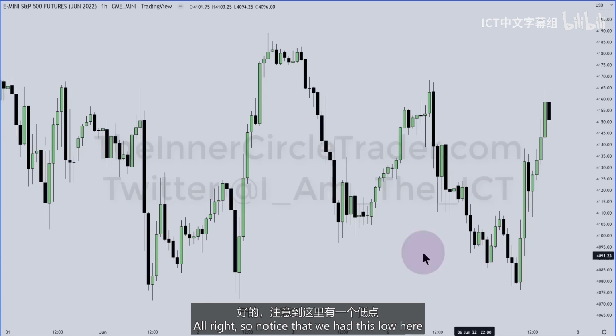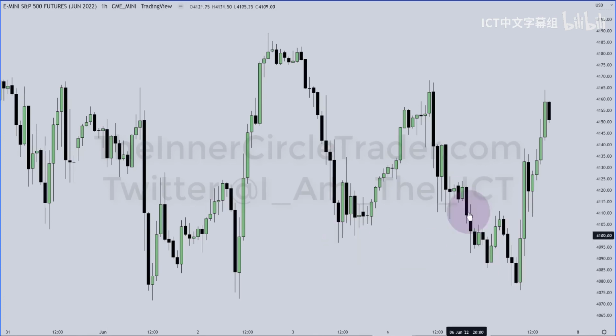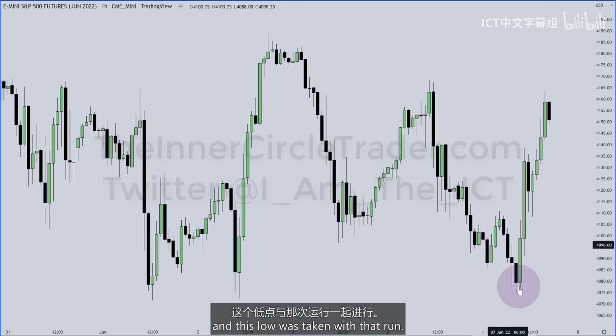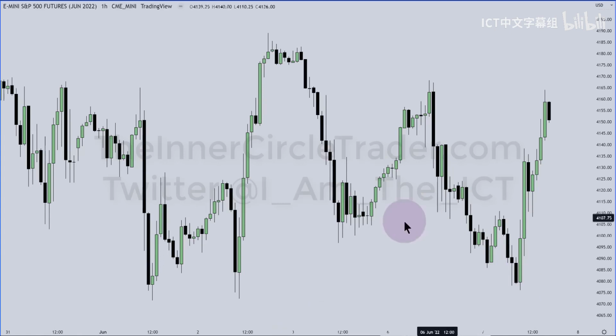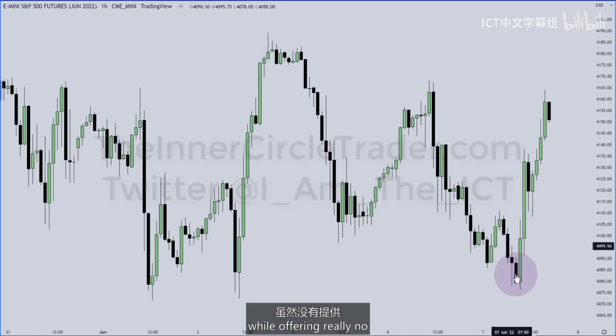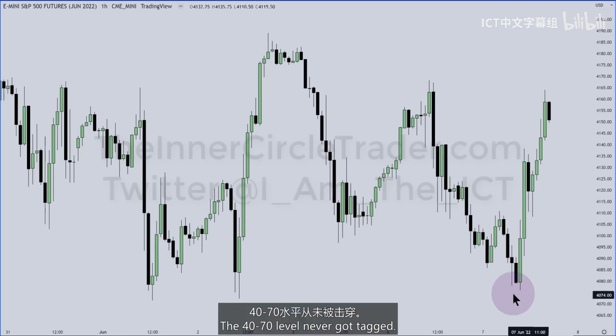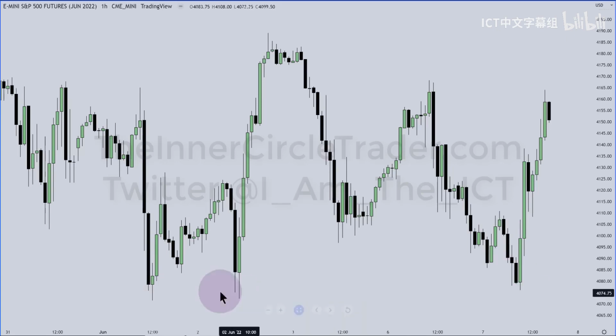Notice that we had this low here taken with this run. Then this low was taken with this run, and this low was taken with that run. So notice what we were seeing. We're seeing multiple lows get taken, and then the market reverses while offering really no high probability shorting opportunity. The 4070 level never got tagged. Liquidity left in place.